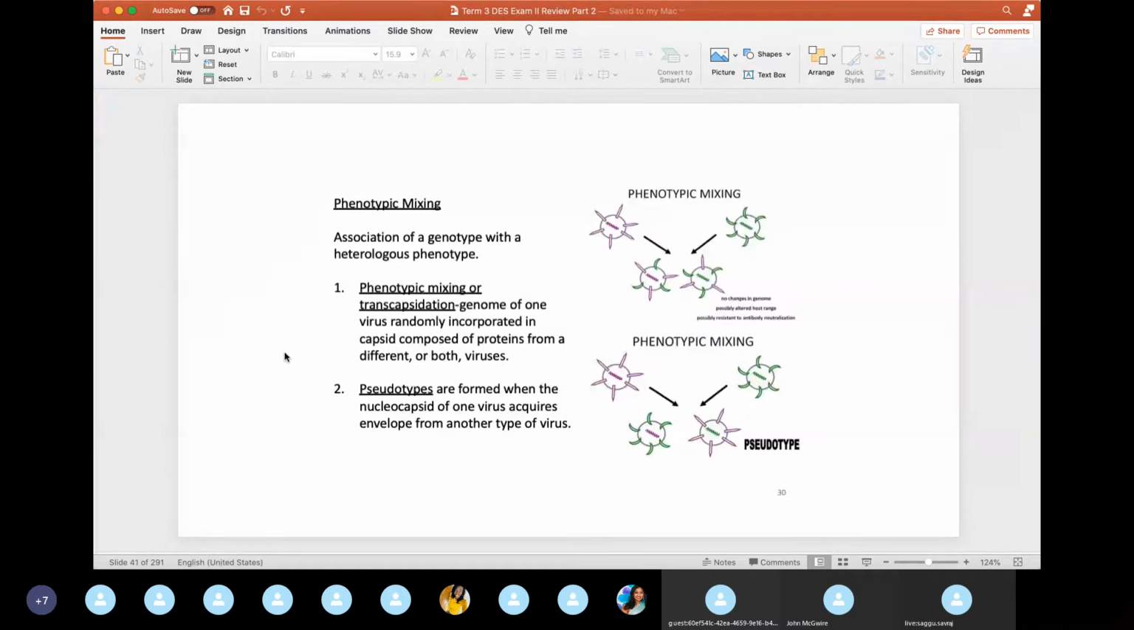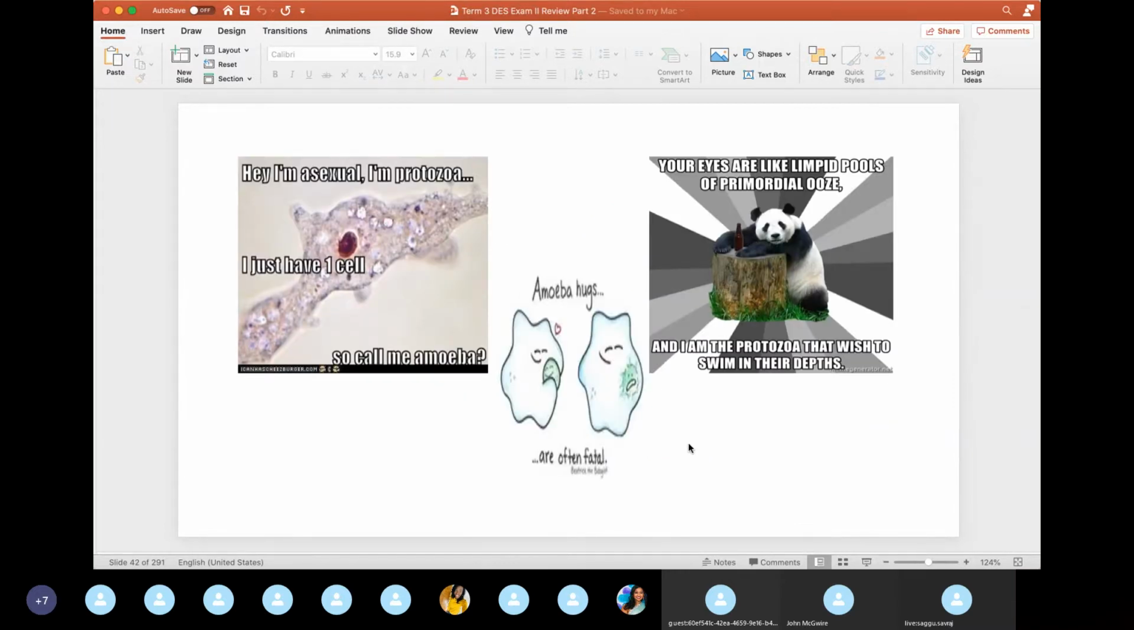Okay. Next, phenotypic mixing. Just know the terms. Know that phenotypic mixing or transcapsidation, the genome of the virus is randomly incorporated in the capsid composed of proteins from different or both viruses, right? For pseudotypes, they are formed when the nucleocapsid of one virus acquires the envelope from another type of virus. So the questions are going to be definitions, okay? Know the definitions of the two for the phenotypic mixing.